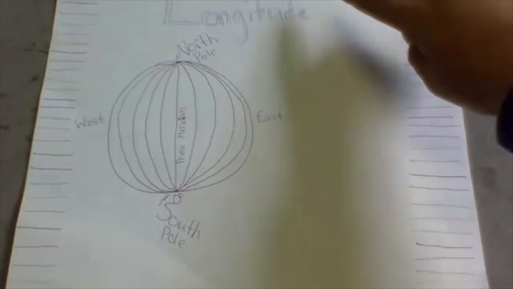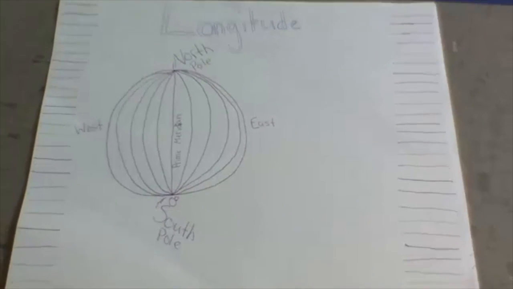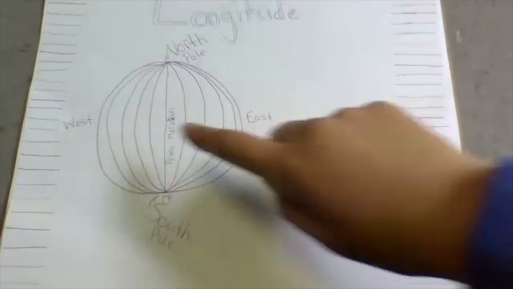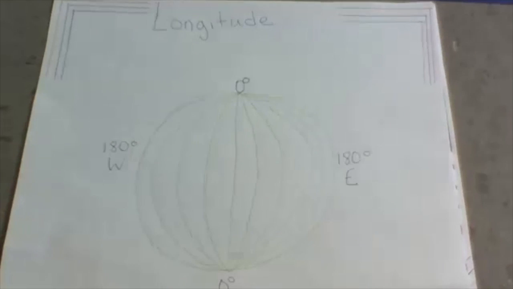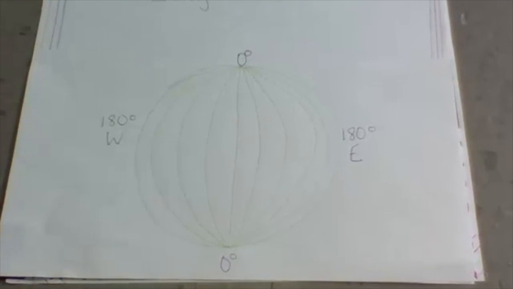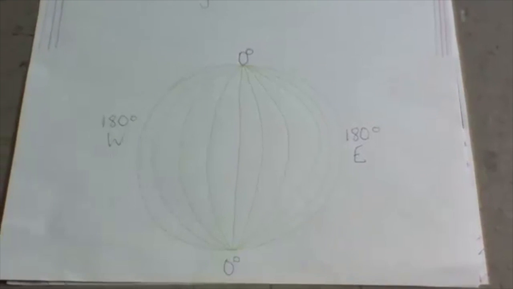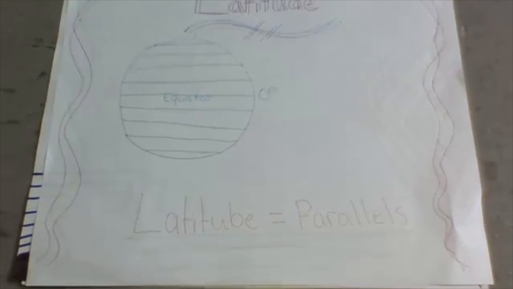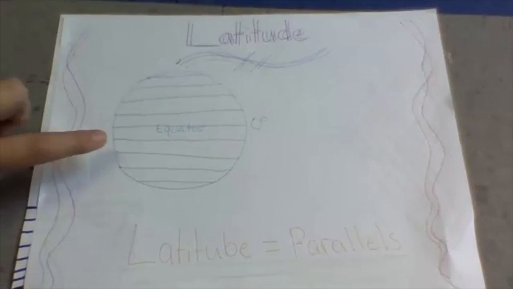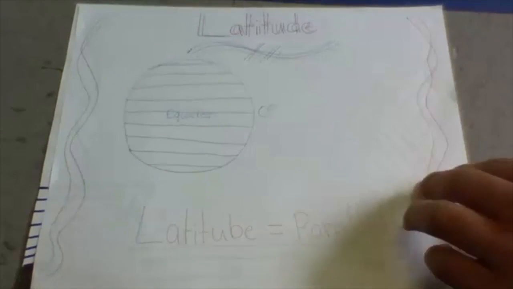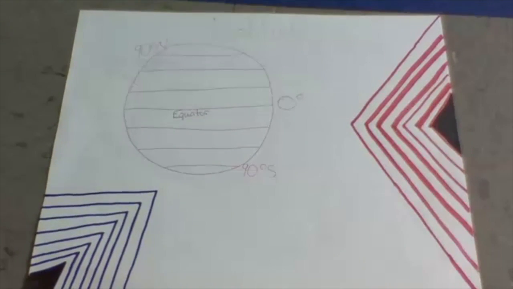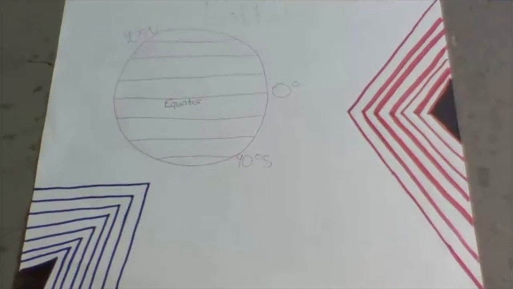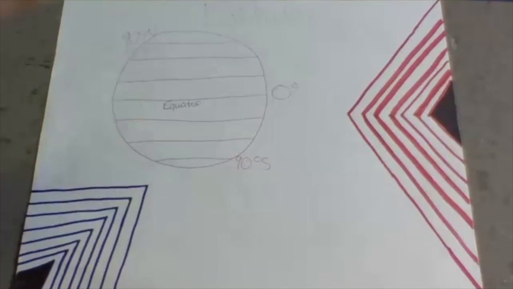Longitude lines stretch from the North Pole to the South Pole, and the prime meridian marks 0 degrees longitude. It also separates east and west. Longitude lines only go to 180 degrees west and 180 degrees east. Latitude lines are also known as parallels. The equator marks 0 degrees latitude. Latitude lines are always parallel. They stretch from east to west and only go to 90 degrees north or 90 degrees south.